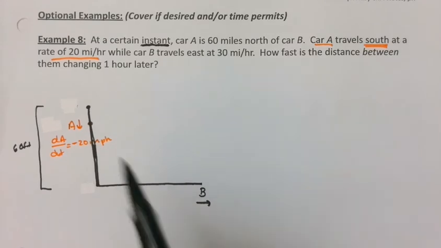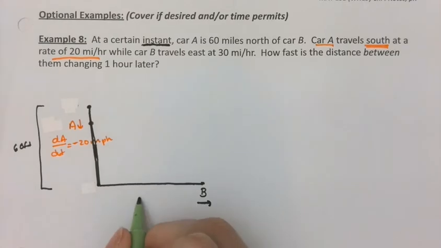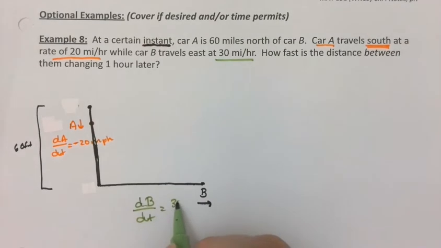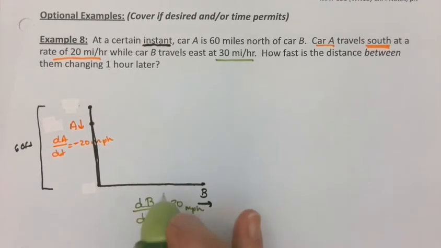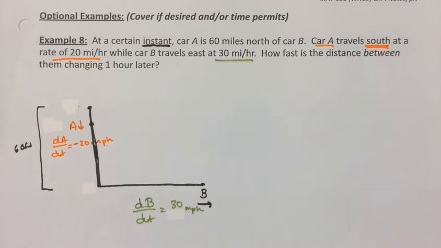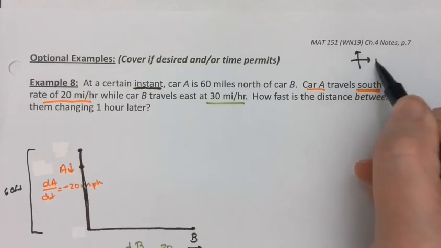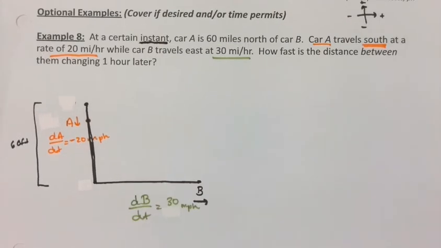A is heading south, but B, meanwhile, is heading east. So B is going off that direction at 30 miles per hour. And it's positive. We usually consider south and west to be negative, north and east to be positive, because, of course, of the compass points of an arrow, right? So this and this, positive, positive, negative, negative. That's just how it tends to work for a compass. So that's what we consider.